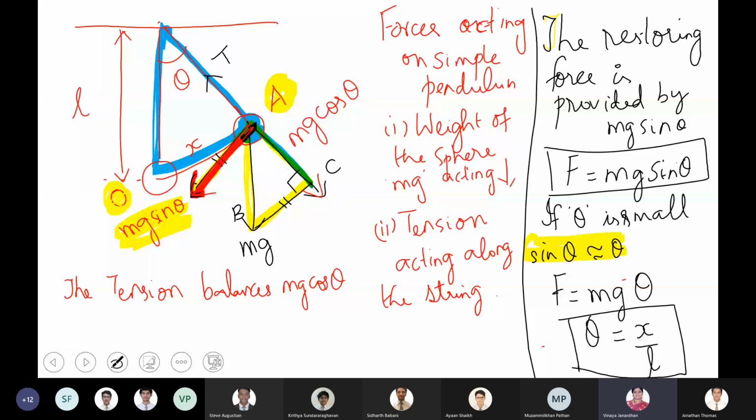So the restoring force is provided by mg sine theta, the component of the weight of the bob. Then we'll consider that theta is small. So whenever the angle is small, then sine theta approximately becomes equal to theta. Even tan theta approximately becomes equal to theta.